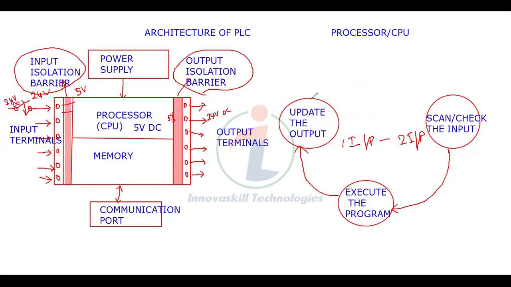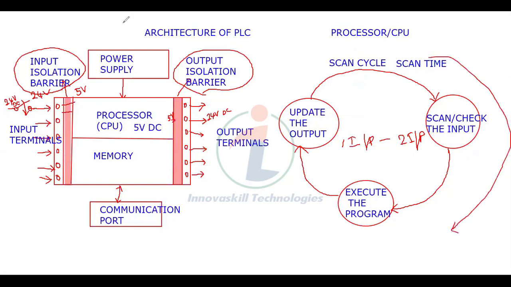Like this it will continuously happen in a cyclic manner, that is it will happen in a routine cycle. So this cycle is called as scan cycle. For one particular cycle, it will take some time, and that time is called as scan time. Scan time is nothing but the time taken to complete one complete cycle.